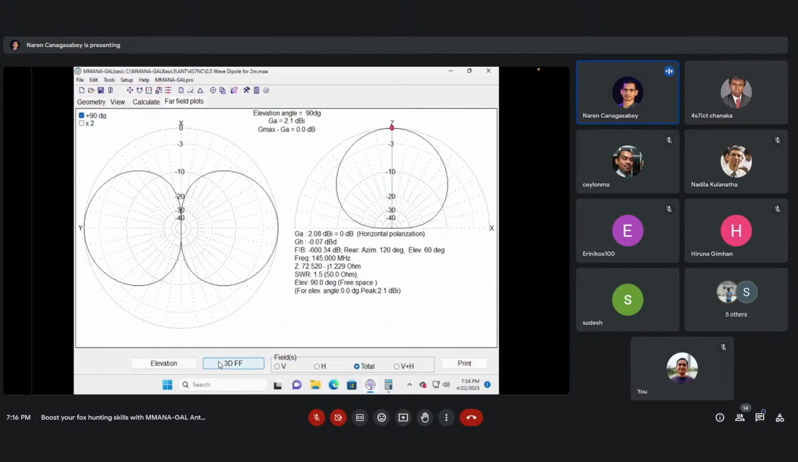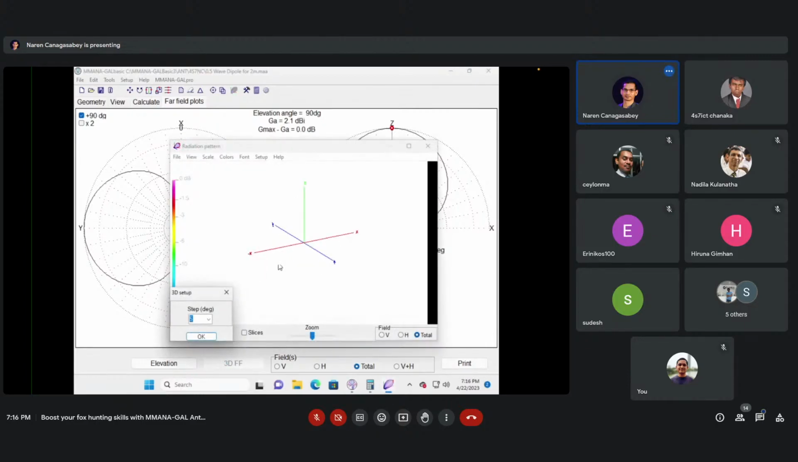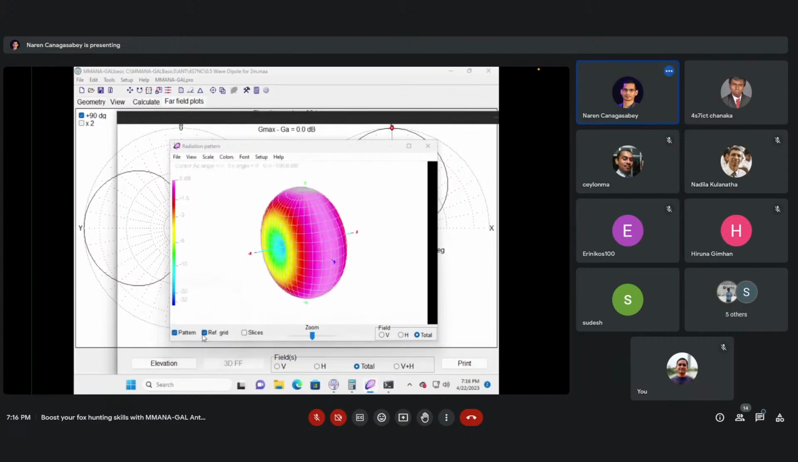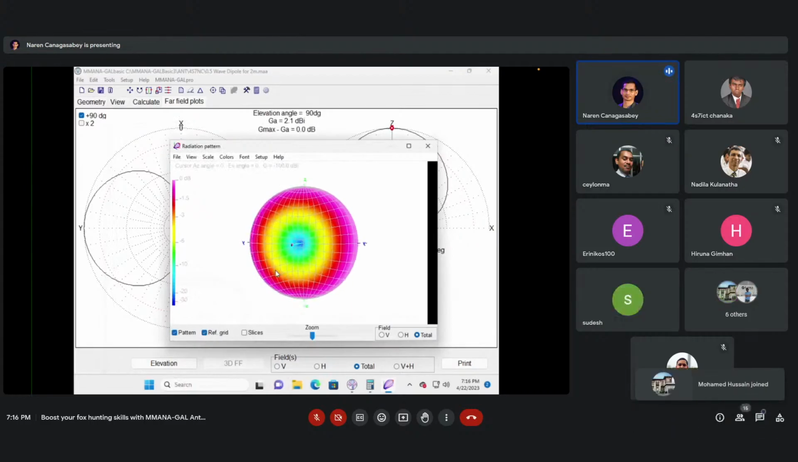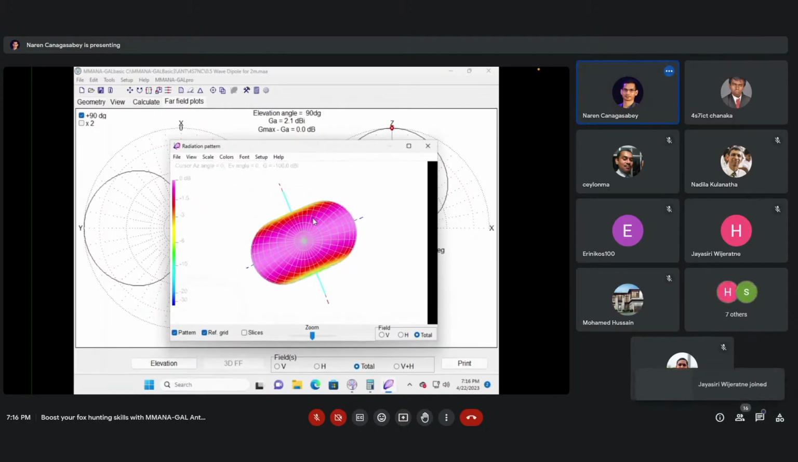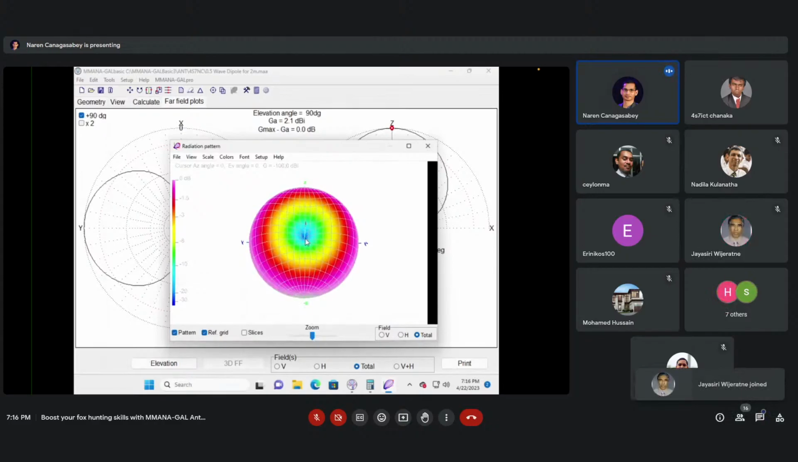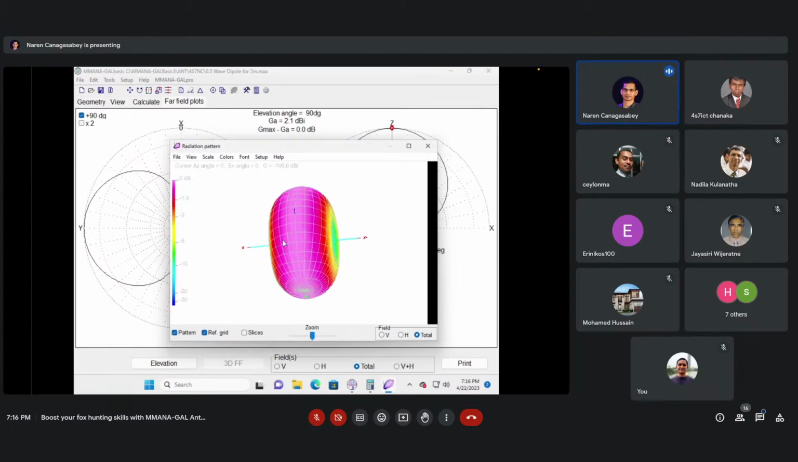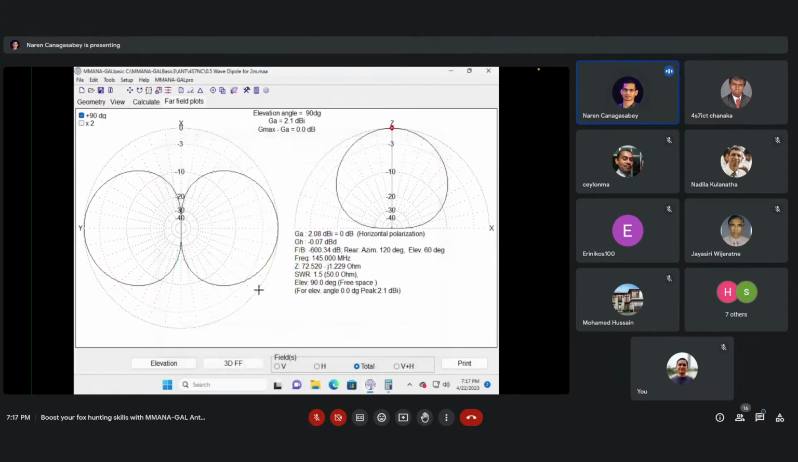And if I were to take the three-dimensional far field plot, you will see this. So this is what the dipole would look like. These are the elements. Looking from the top, it's basically a donut shape. So there's no radiation from the ends. This is what the radiation pattern of the antenna would look like. Right. So let me move back to the presentation now.